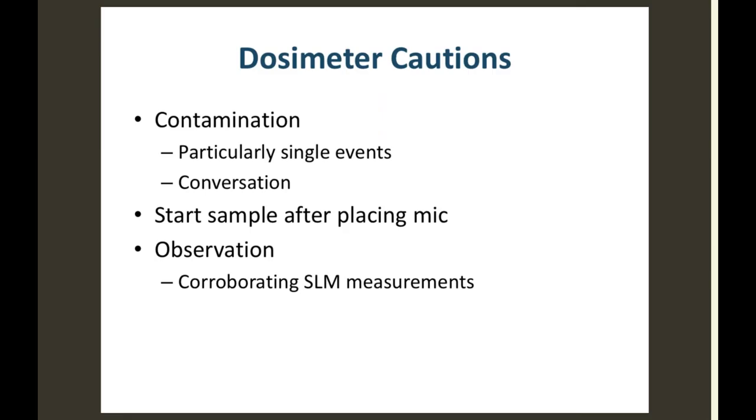The other problem is that if you start the sampling before you actually put it on the worker, you can throw the readings off because you're manipulating the device. So you want to start the sampling after you place the mic on the worker. You also want to make sure occasionally that it's actually reading correctly by taking sound level measurements and making sure that they're agreeing with your dosimeter. Like we just did here, we compared the sound level meter with the dosimeter to see if they were reading similarly.